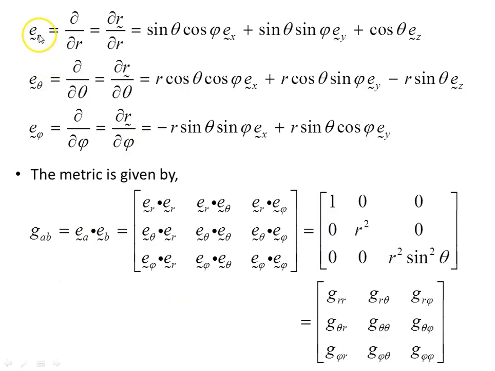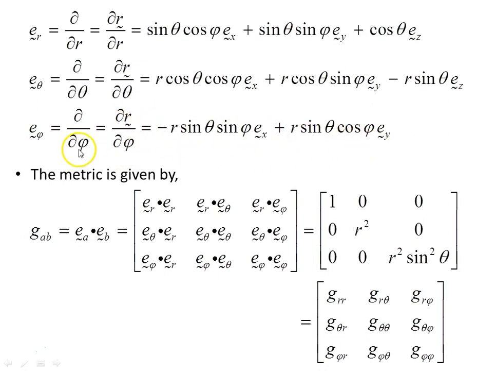Here we are. E subscript r is this object here, the partial derivative of the position vector with respect to the coordinate r. That gives us this object. E subscript theta, the partial derivative with respect to theta, gives us this object here. E phi, the partial derivative of the position vector with respect to phi, gives us this object here.